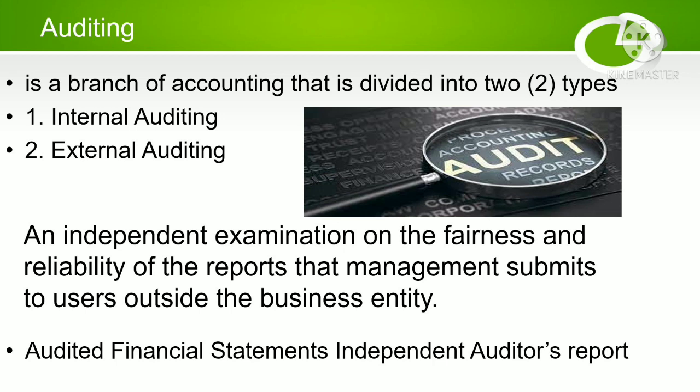These are usually performed by its own employees or staff of the company, while external auditing is actually performed by an independent professional accountant or a CPA who is engaged by the company to critically examine the books of accounts and render an opinion on the fairness of financial statements being examined. The financial statements after the examination are called the audited financial statements and are accompanied by an independent auditor's report.